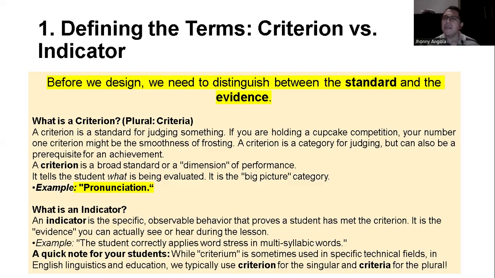Yes, related with this skill. Now, what is an indicator? An indicator is most explicit. Why? An indicator is the specific and observable behavior that proves a student has met the criterion. Yes, it is the evidence you can actually see or hear during the lesson.